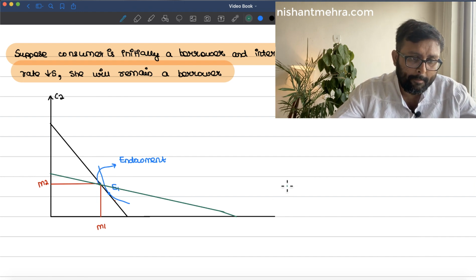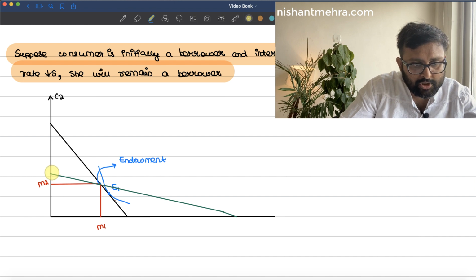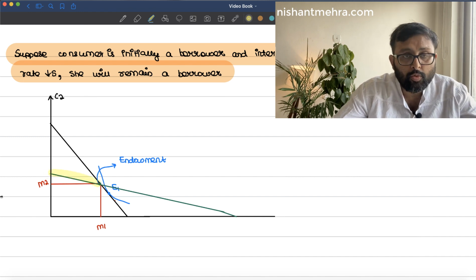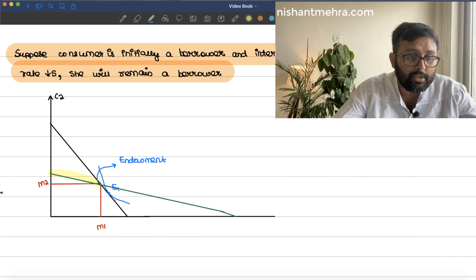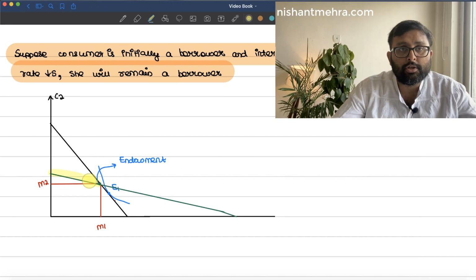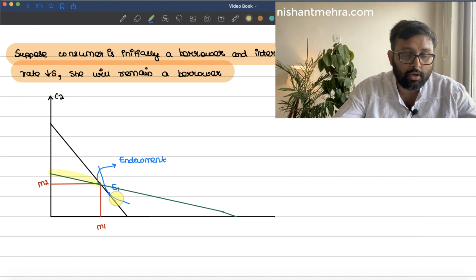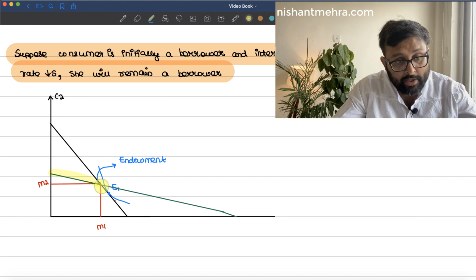Now you think about it. Can you consume at these points on the new budget line? No, you cannot consume on these points because these points on the new budget line were already available to you under the old budget constraint. These points were available to you and you rejected them in favor of the initial optimal which you have chosen. And this initial optimal is still available to you in the new budget line.